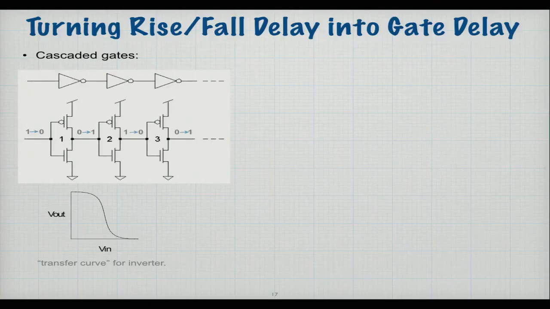Okay, I think I'm going to end there. Next time we're going to talk about what happens when you cascade gates together. And the short story is the delays basically just add up. Right? You take the delay of that plus the delay of that plus the delay of that, and that'll give you the delay through the whole cascade.